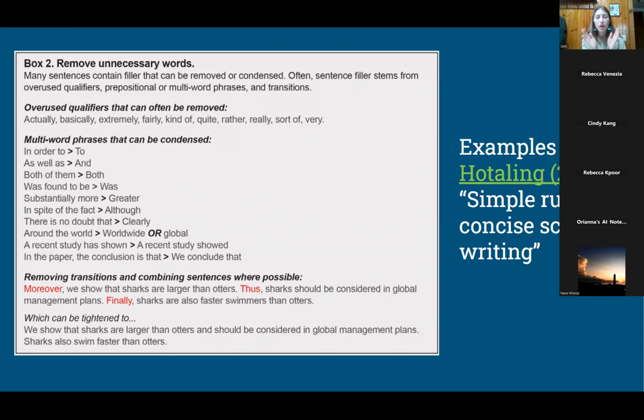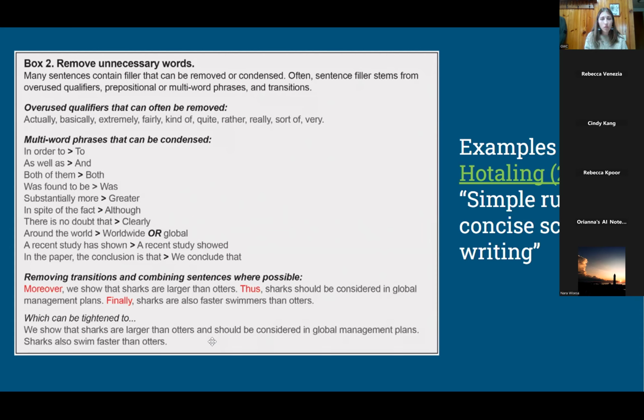So anyways, what was I saying? Yes, that example. I think the second example that they provide here could also be tightened up even more. So instead of saying what they said, I think it could be tightened up to say, we show that sharks are larger and faster than otters and should be considered in global management plans. So that really gets the point across, gets their major findings in there, and then keeps all the information that they want in there as well.